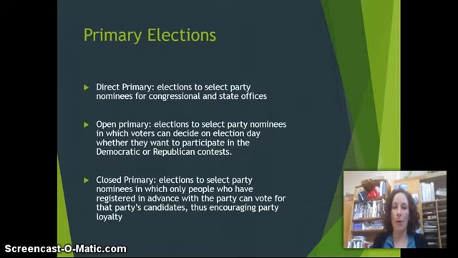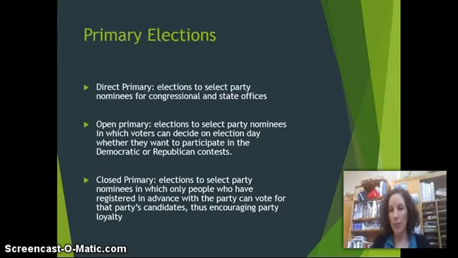Then you have the closed primary. That means beforehand you had to have registered with the party. So then on election day you show that yes, I've already registered with the party, and then you participate in that primary. And this is going to encourage party loyalty. Whereas with an open primary, you run the risk of someone participating in a primary that's not their particular party and maybe voting for the weaker candidate, hoping that if the weaker candidate from the opposing party wins, they would face an easier general election.